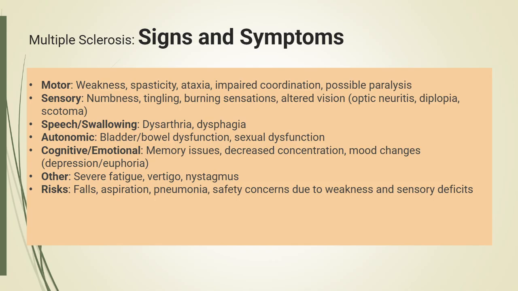As multiple sclerosis progresses, weakness of the diaphragm and intercostal muscles may reduce respiratory function. Patients are at increased risk for pneumonia, and in late stages, respiratory failure may occur. Understanding these symptoms helps nurses anticipate complications, provide safety interventions, and support patients through varying stages of illness.